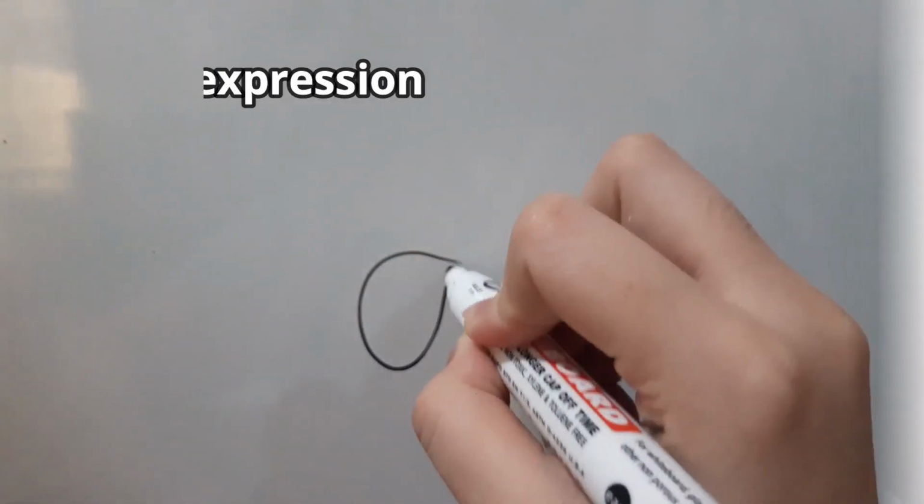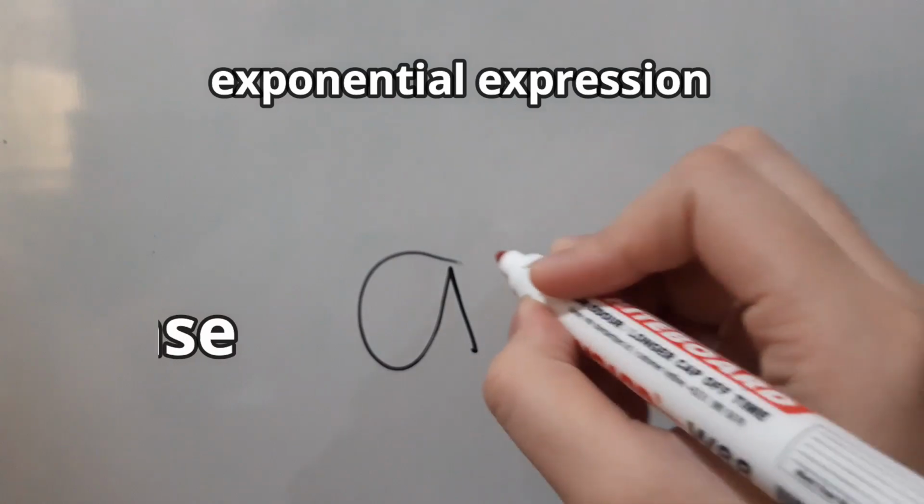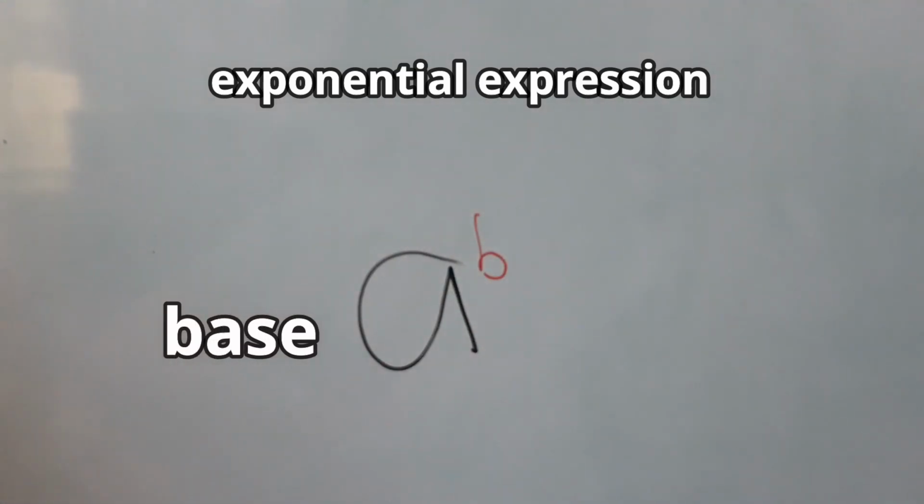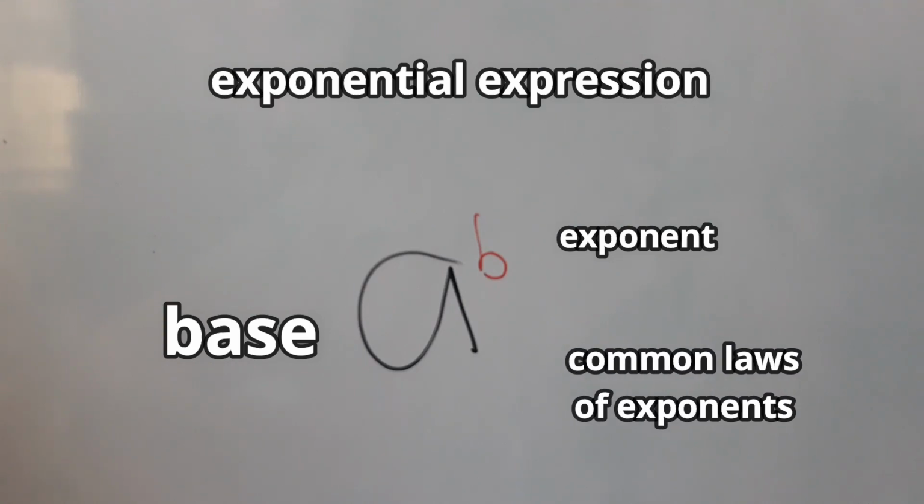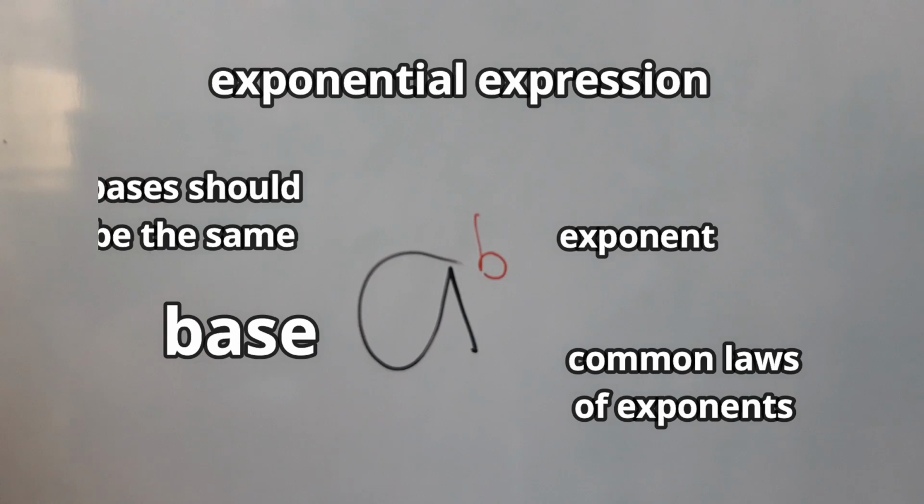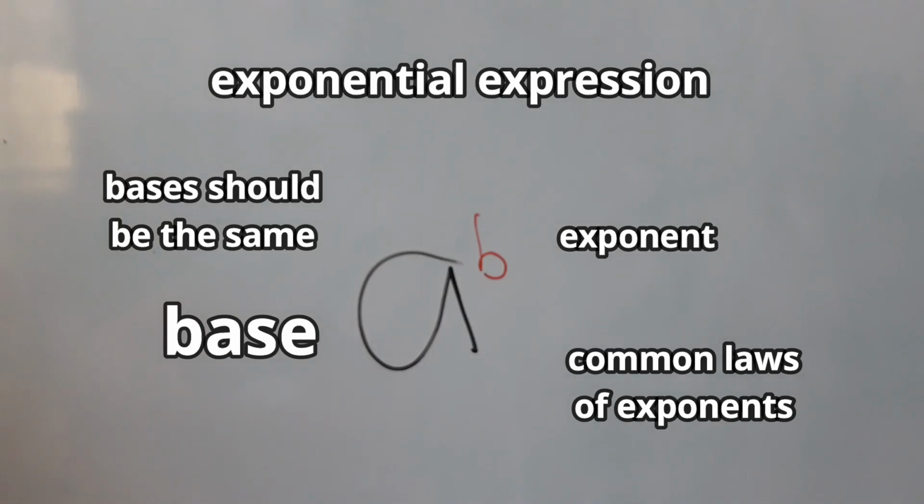In an exponential expression, the big number is the base, and the tiny number on the top right corner is called the exponent. So there are common laws of exponents that we often encounter, and we know that they all should have the same base if we would like to operate their exponents. The exponents can be added, subtracted, multiplied, and divided when they have the same base. Let's take a look at how those work.